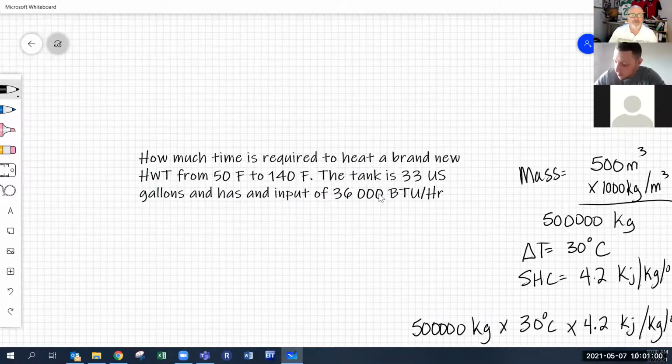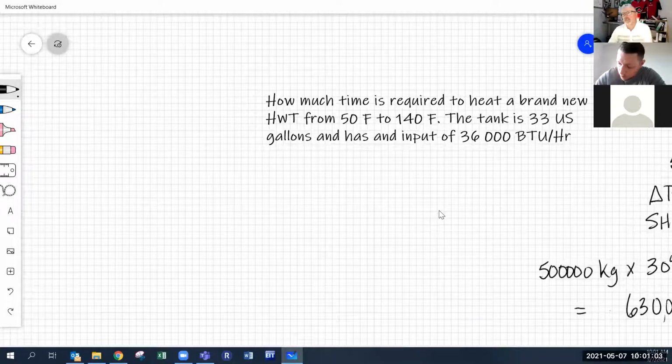Okay, so here is the question. Can everybody see that question clearly? It's how much time, I'm looking for time, is required to heat a brand new hot water tank from 50 degrees Fahrenheit to 140 degrees Fahrenheit. The tank is 33 US gallons, has an input of 36,000 BTUs per hour.